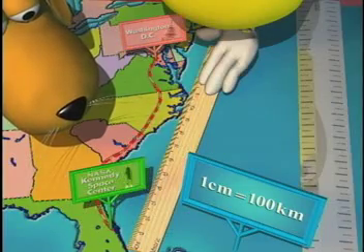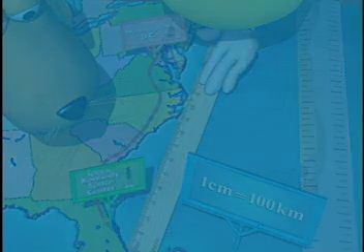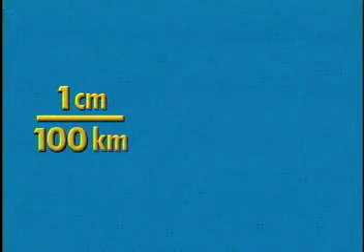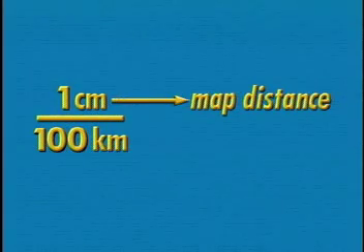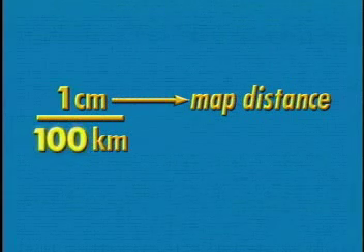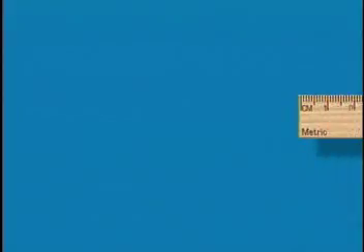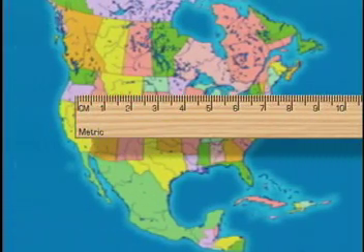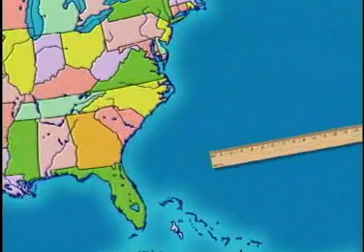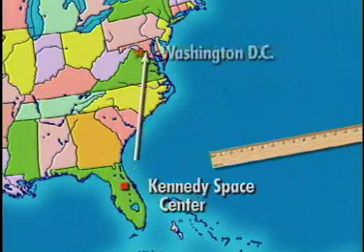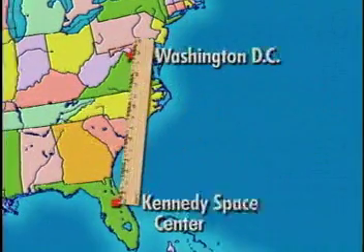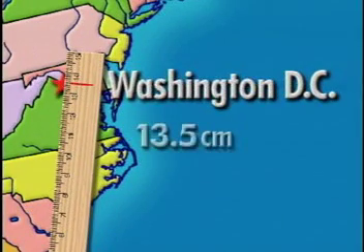using the given scale? The scale can be written as the fraction 1 centimeter over 100 kilometers. The first number, 1 centimeter, represents the map distance, and the second number, 100 kilometers, represents the actual distance. First, using a metric ruler and the given map, measure the linear distance from Kennedy Space Center to Washington, D.C. On Norbert's map, this distance is approximately 13.5 centimeters.